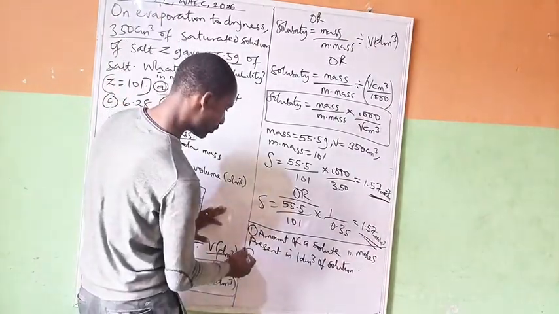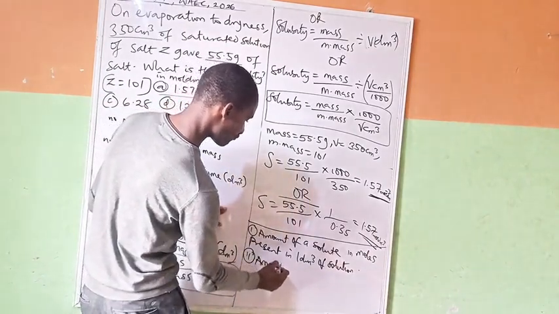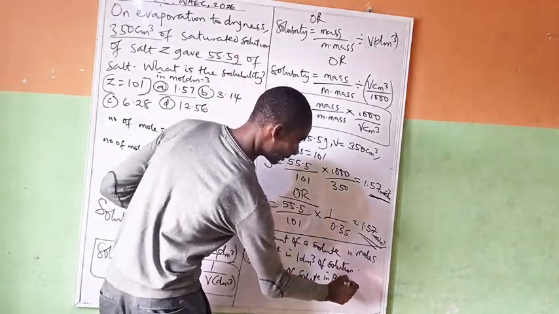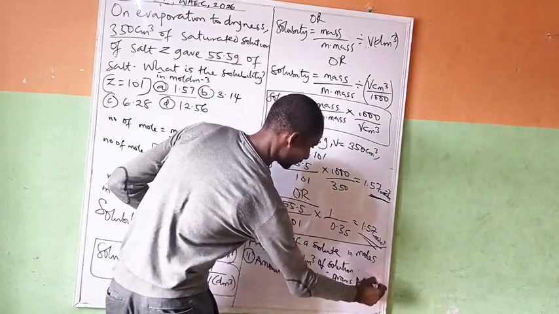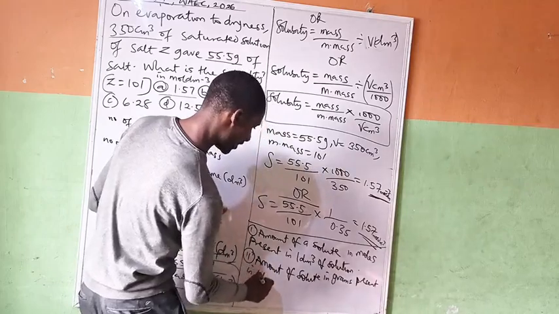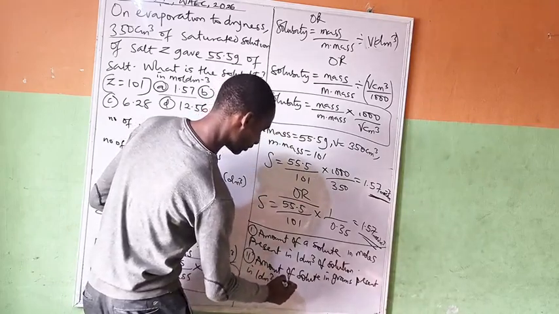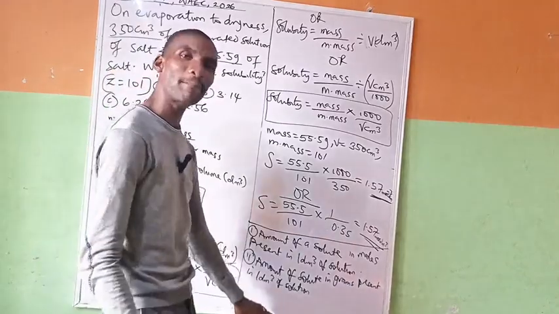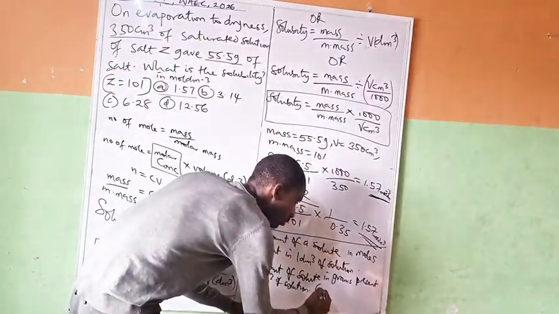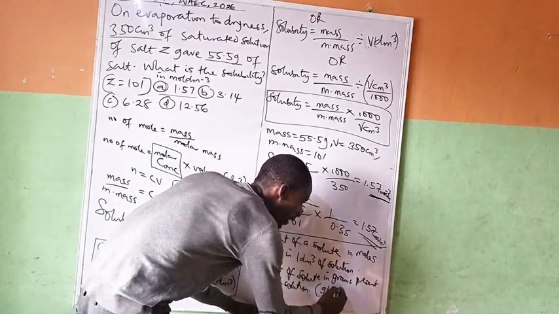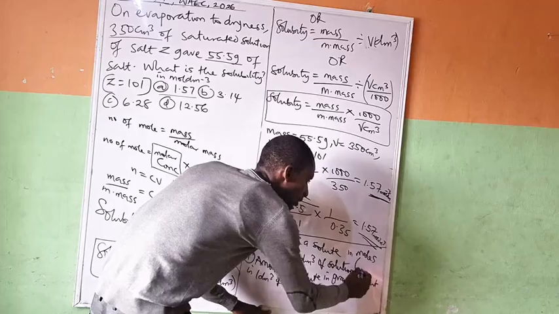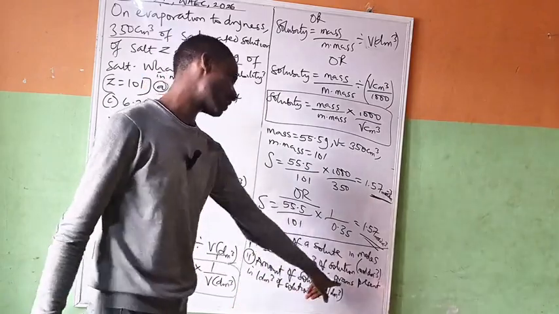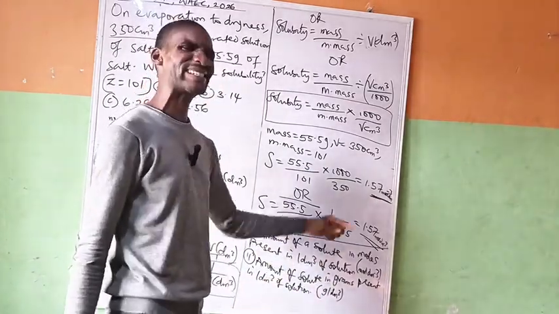I can also define solubility as amount of solute in grams present in 1 dm cube of solution. This second definition will give you mass concentration. That's the solubility in gram per dm cube. So if they ask you to find in gram per dm cube, this one is in mole per dm cube. Why is it mole per dm cube? Because it's amount in moles. These are amount in grams.